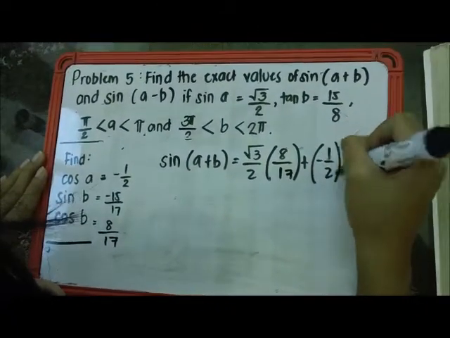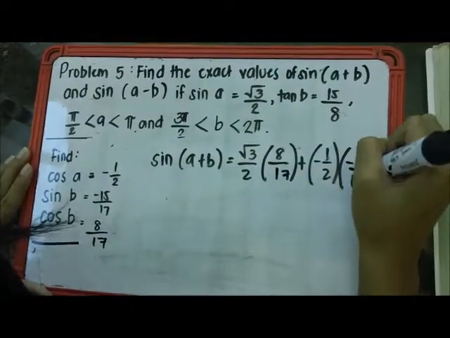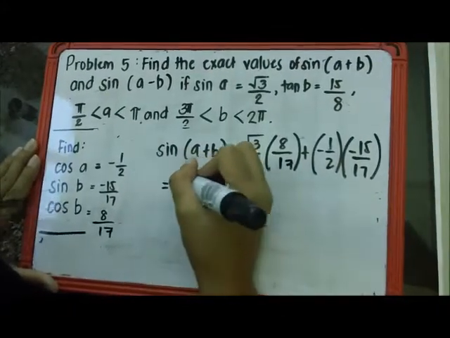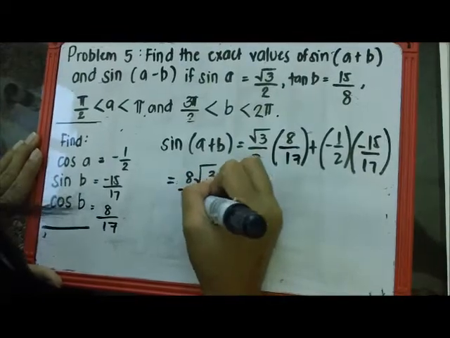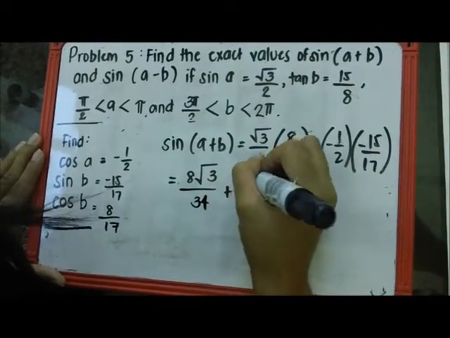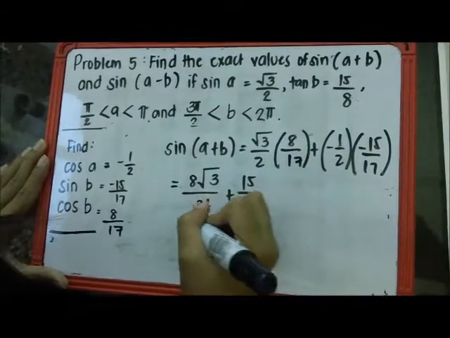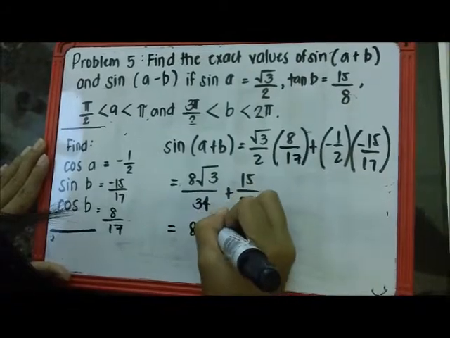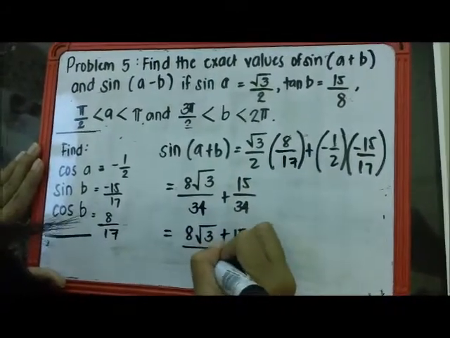Sine (A plus B) is equal to square root of 3 over 2 times 8 over 17 plus negative 1 half times negative 15 over 17. Then multiply. Square root of 3 times 8 is 8 square root of 3 over 17 times 2 is 34, plus negative 1 times negative 15 is positive 15 over 17 times 2 is 34. And simplify. So the answer is 8 square root of 3 plus 15 over 34.